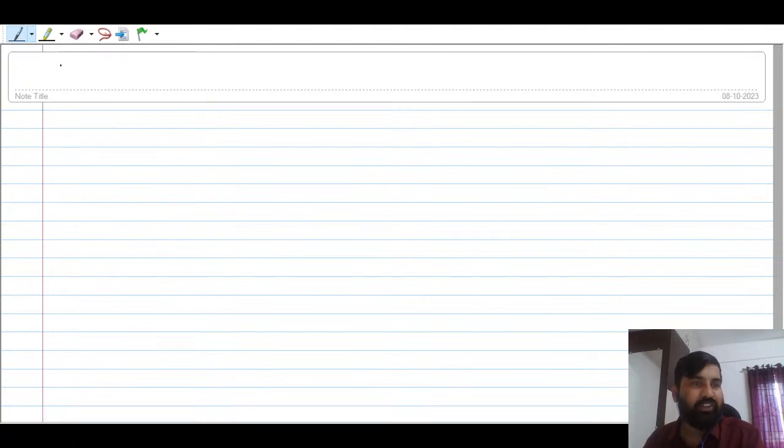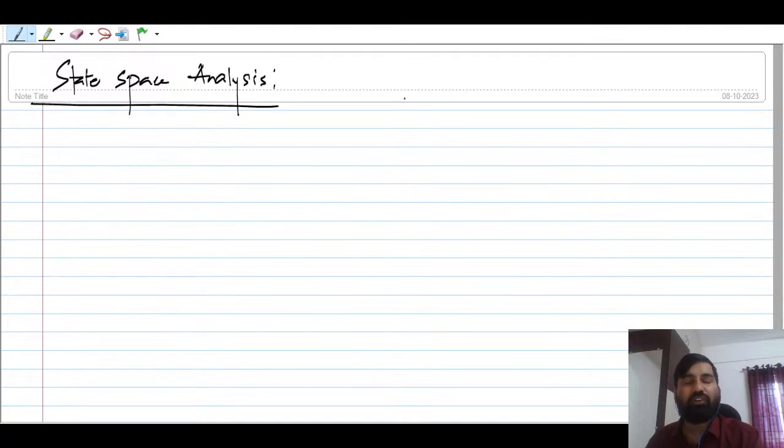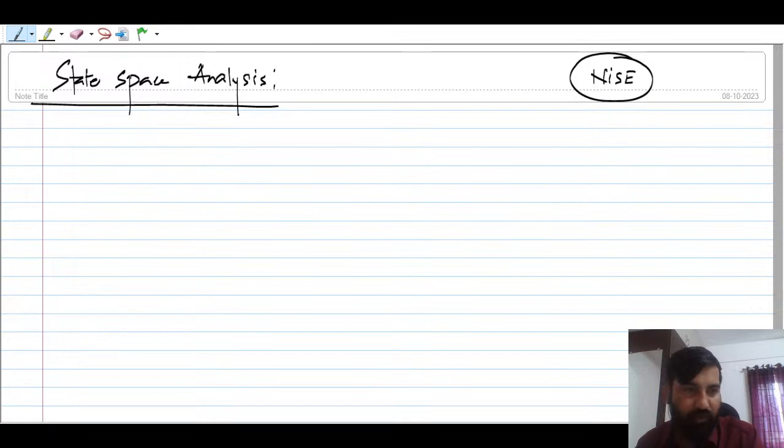Okay, in this session what I will be talking about is state space analysis. See, strictly you have to follow one book, which is Nice, okay. Nice is one of the very good books for this. So state space analysis, or we sometimes call it SSA, right? This is the last chapter of control system, and you can expect a 2 mark question from this, right?